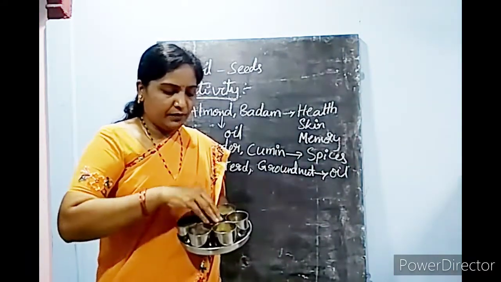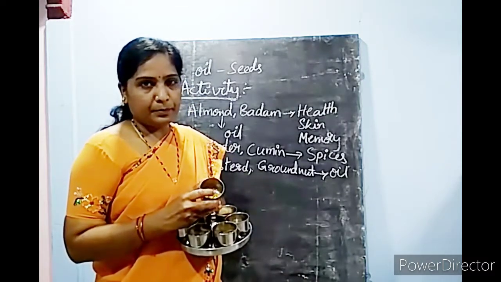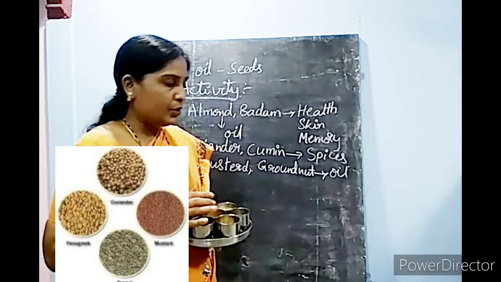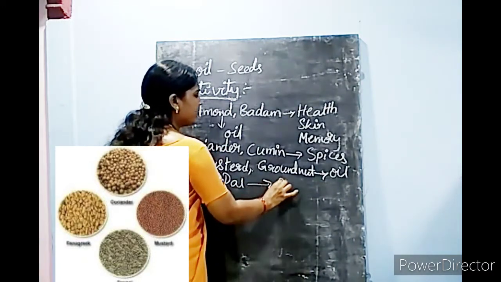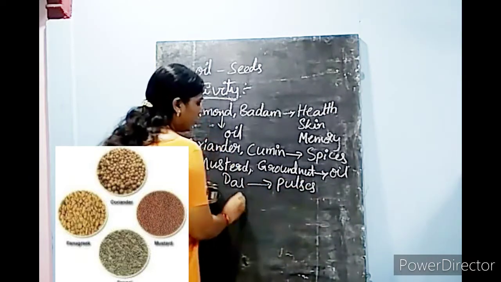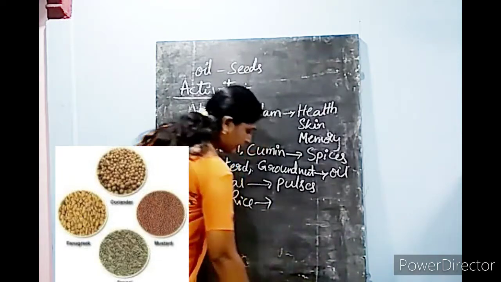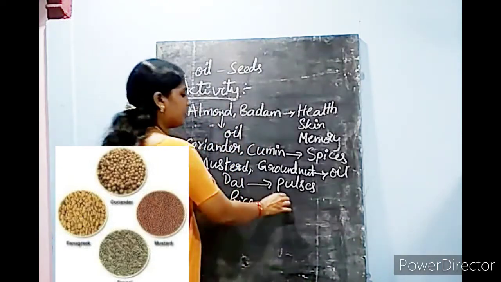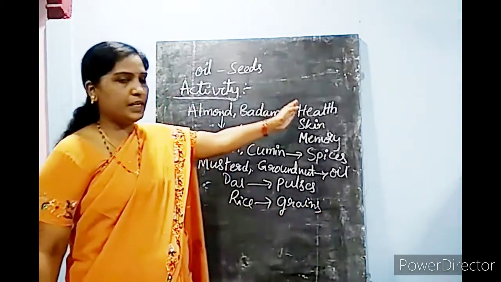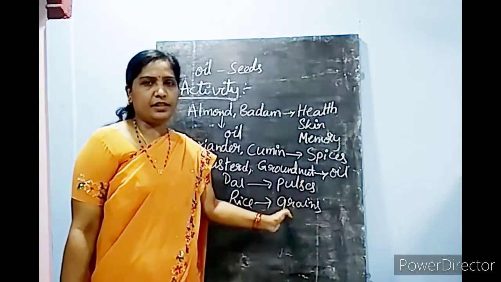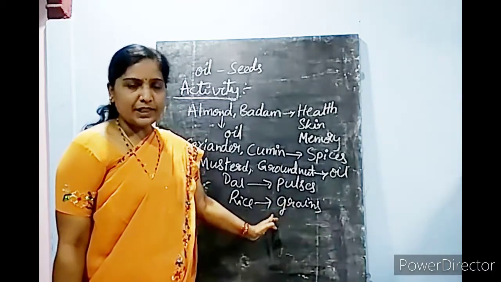And try to identify these seeds. They are pulses, dal. So dal is used as pulses. And rice, right now I'm not showing the rice seeds to you. Rice is used as grain. So are we eating all these seeds, children? Yes. So we can call them edible seeds.